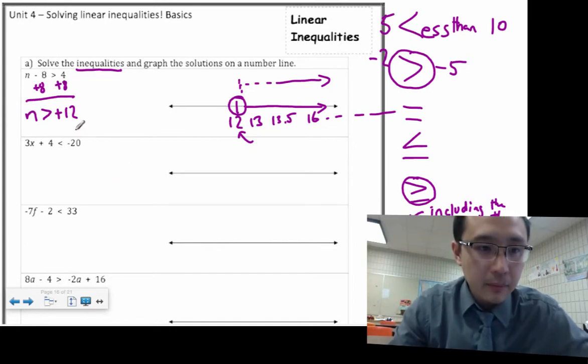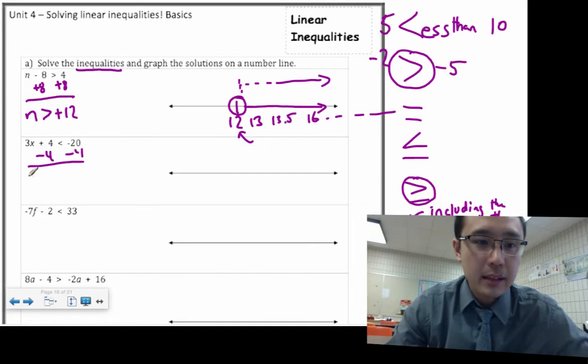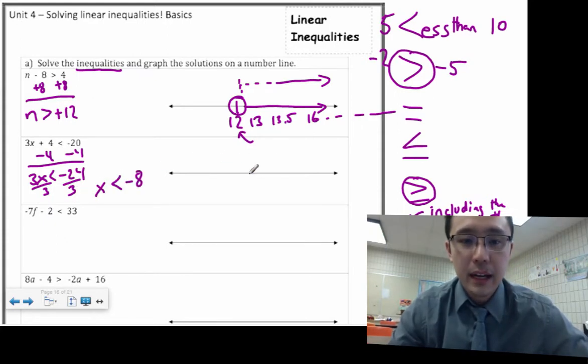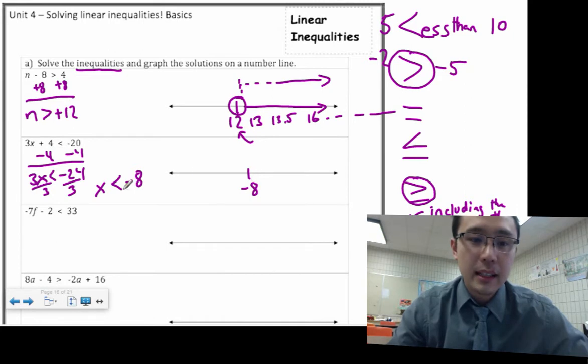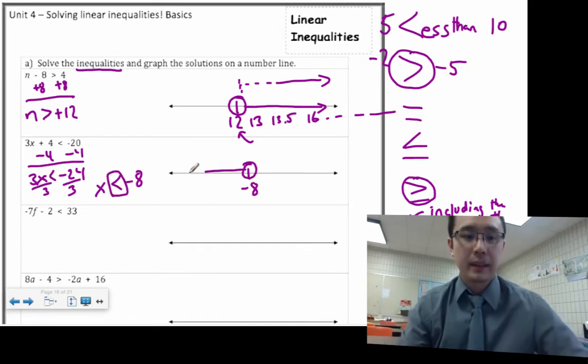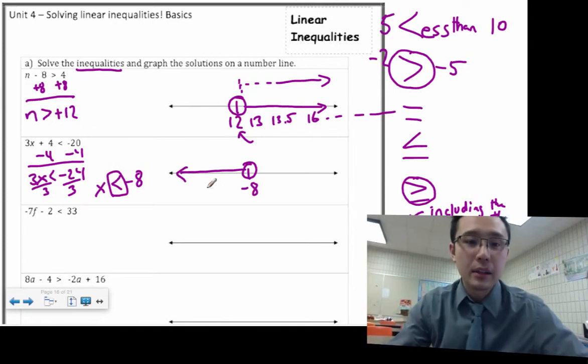Next one, subtract 4, subtract 4. This is going to be 3x is less than negative 24. Divide by 3, divide by 3. x is less than negative 8. So we're going to have negative 8, because this is just less than, this is going to be open, going smaller. So there you go. And let's solve for these other ones.